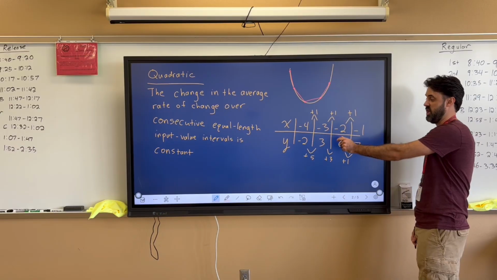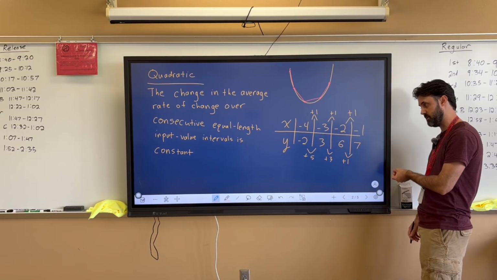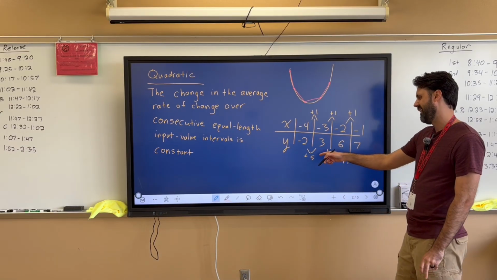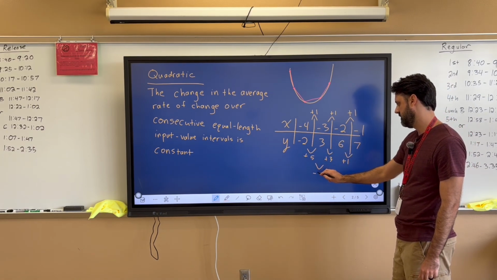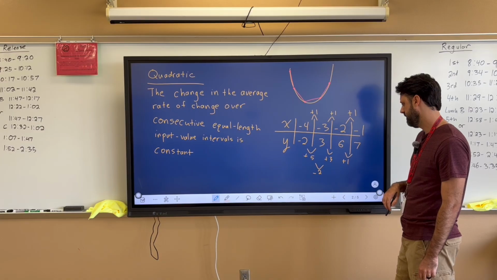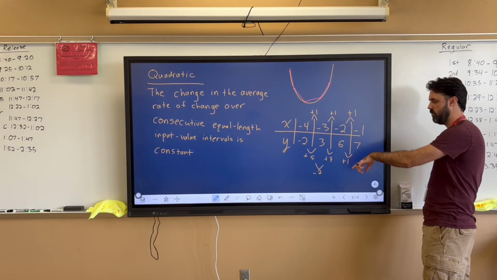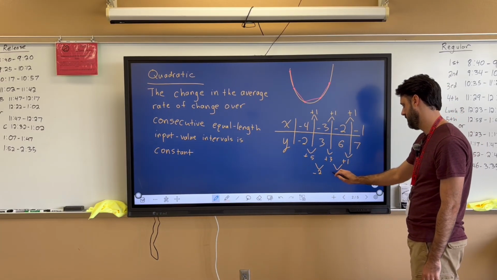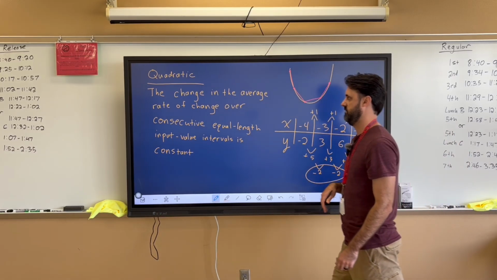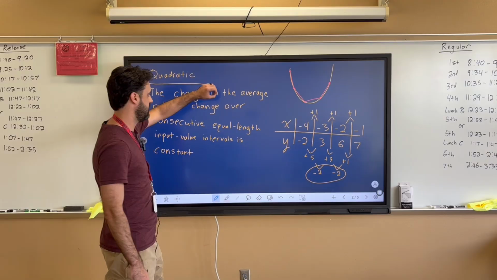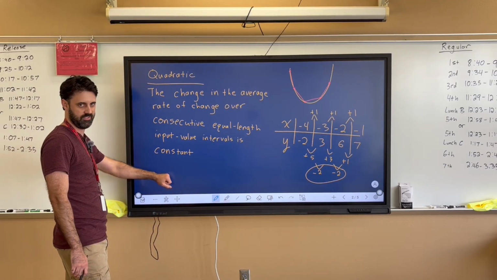But if we find the change in these numbers or the difference between them, in other words, how do I get from the +5 to a +3? Well, I would subtract 2. And then again, how do I get from 3 to 1? Well, I'd subtract another 2. Right? So these numbers are the same. And that's what it means by the change in the average rate of change is constant.